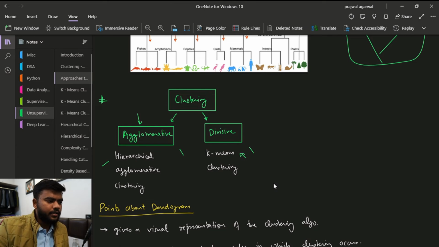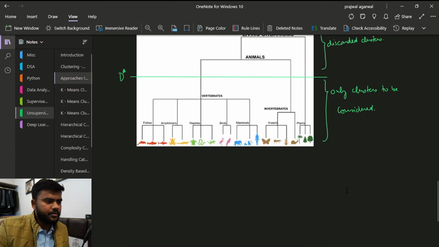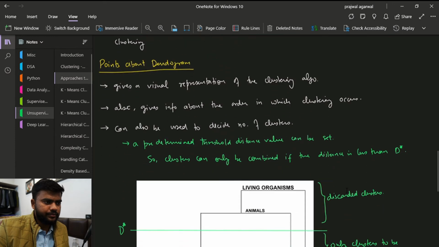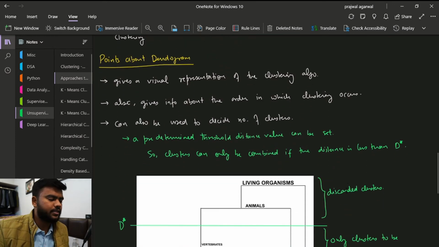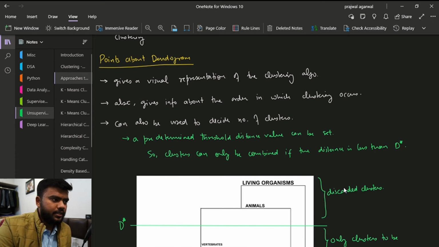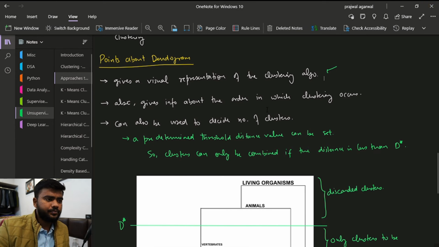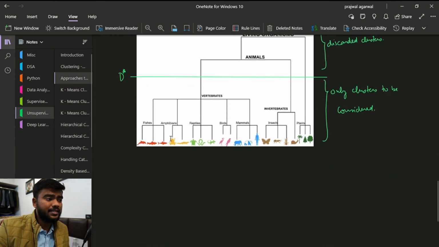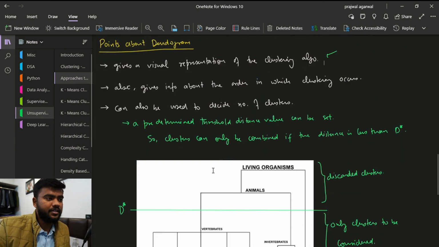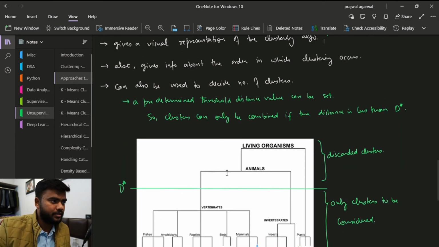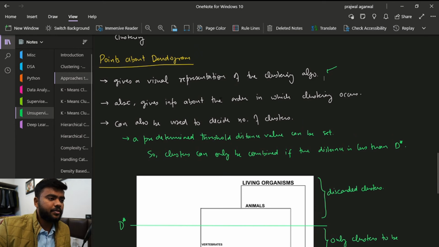Now there are some points about dendrograms. Before we end this video, let's discuss some of the points about dendrograms. The dendrogram is something that gives you a visual representation of a clustering algorithm. In the dendrogram you can actually see how two points are making a cluster. So this gives a very visual representation of cluster forming, and also it gives you information about the order in which the clustering has occurred.